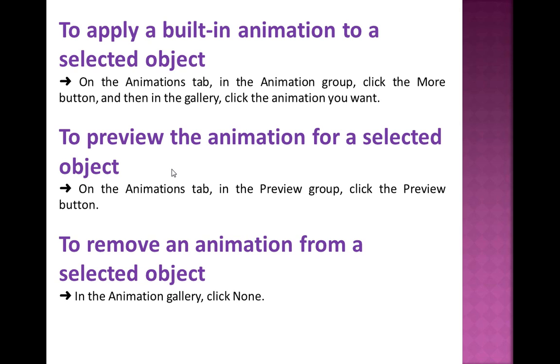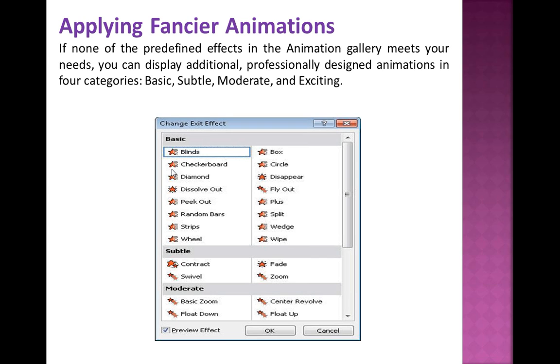Then motion path. Then how to apply a built-in animation: simply right click or go to the animation tab, click on the animation group, click on the more button, and then in the gallery click on the animation that you want. Then we also talked about how to apply fancier animation.